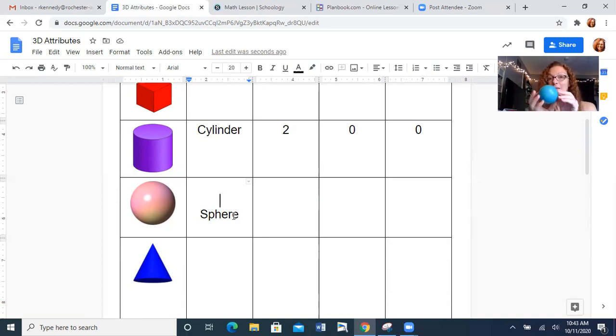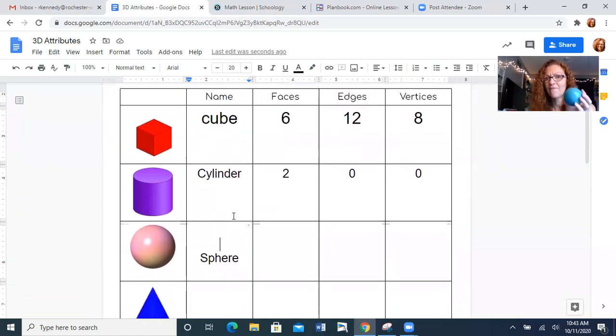All right. So the sphere, let's see how many faces it has. Now a face is the flat part of a shape. Look carefully. Is there anything flat about this? No, not at all. Zero. Zero faces. So let's look at the edges. It's where two faces meet. Wait, but there's no faces. If we don't have faces, can we have edges? No, we cannot. Another zero.